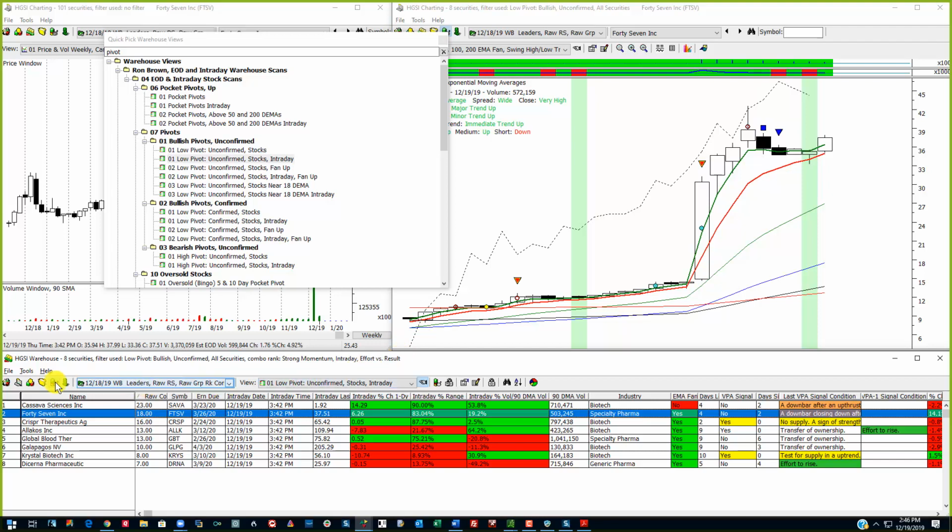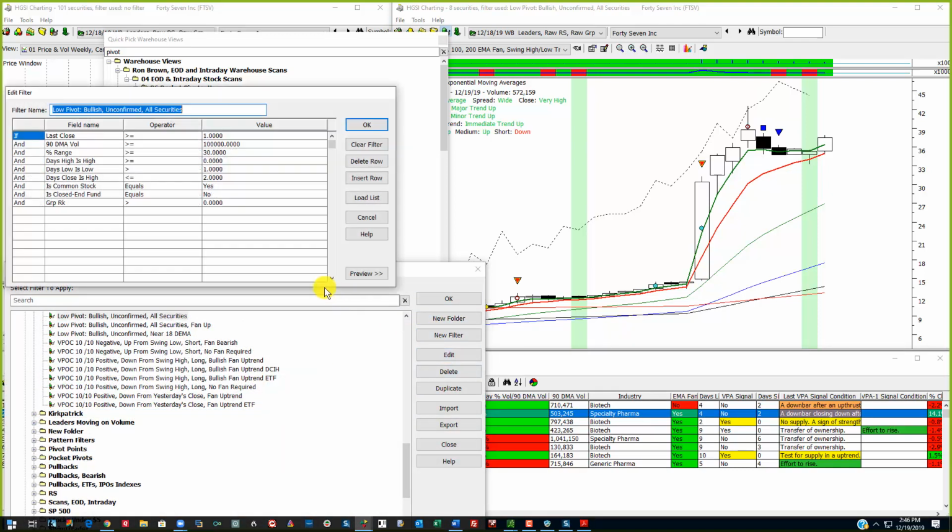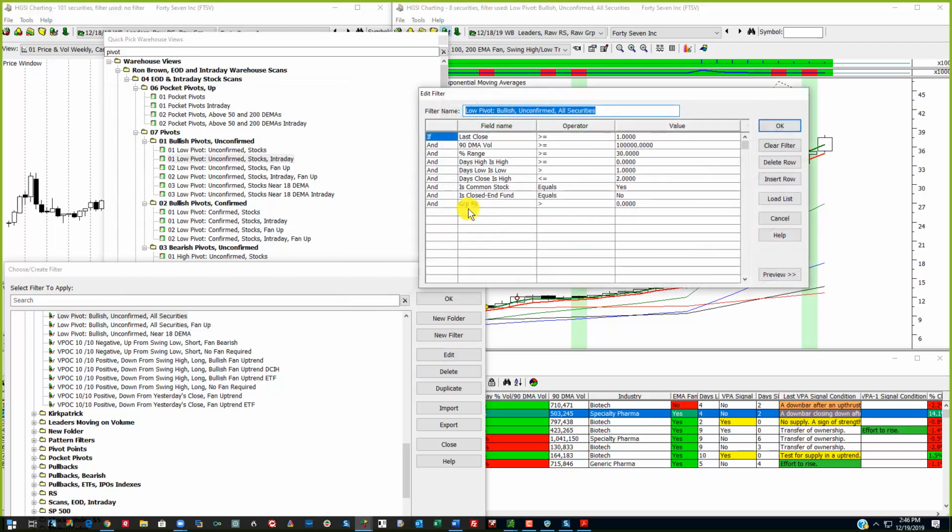Frank, if you look at your view or your filter, this is the way I've set my filter up. This is a little bit confusing here because I'm not going to go in to explain exactly what they are. Days high is high, days low is low, and days close is high. These are things that I've worked out.